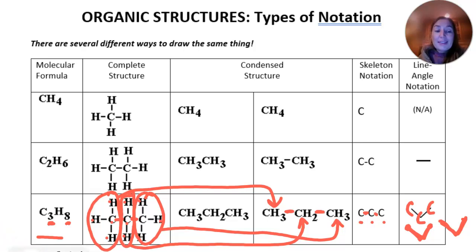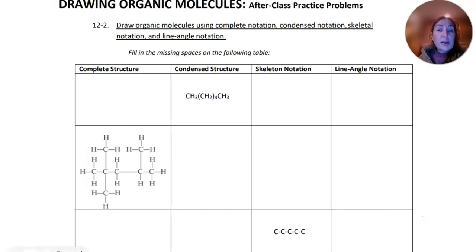It just looks like the letter V. Okay, so next we're going to try some practice with drawing organic molecules in our after class problems. So in the first example, all we've been given is the condensed structure. We've got CH3, we've got CH2 subscript 4, meaning there's 4 of those, and then CH3.